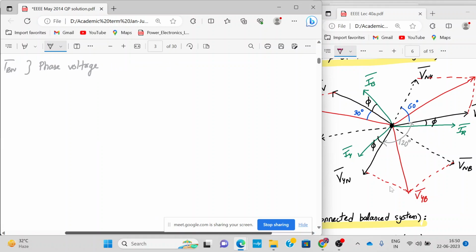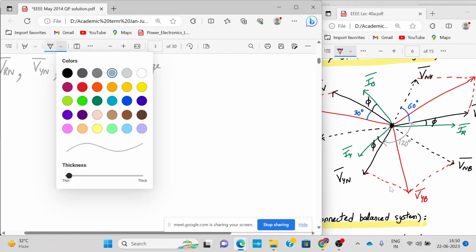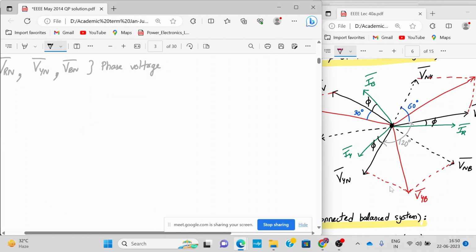Let me take black color to represent phase voltages. I'll draw it like this. Don't draw a straight line, draw it a little bent. I'll explain how. So I have written here VRN. Why start with R? R, Y, B is the phase sequence, so go by this sequence.